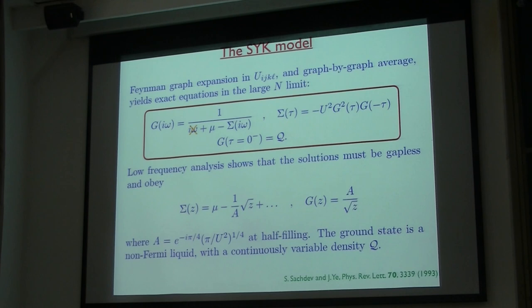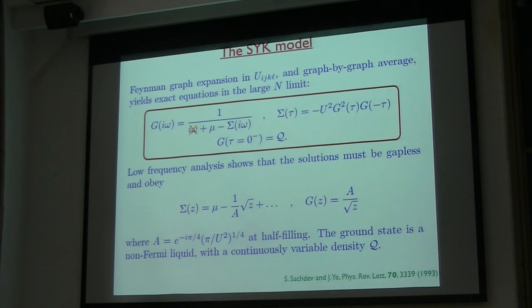Okay, so the Green's function diverges as 1 over square root of frequency, rather than just being a constant as it is in the Wigner-Dyson case. And so this is some indication that there are no quasi-particle excitations. All right, so that's the first solution that we had in '93.